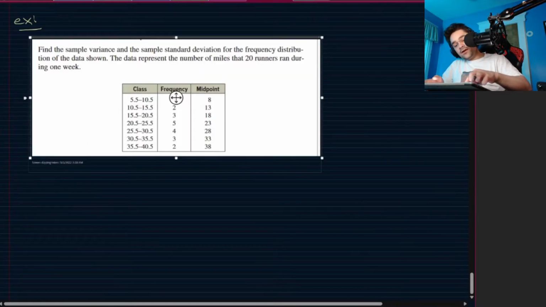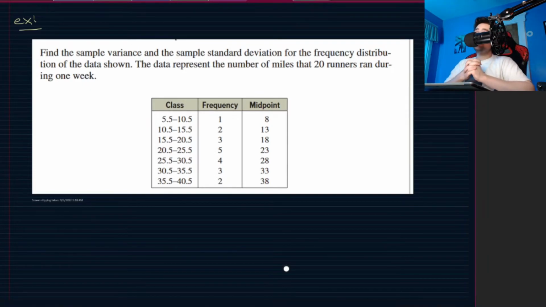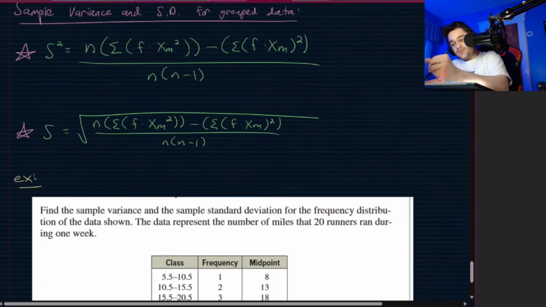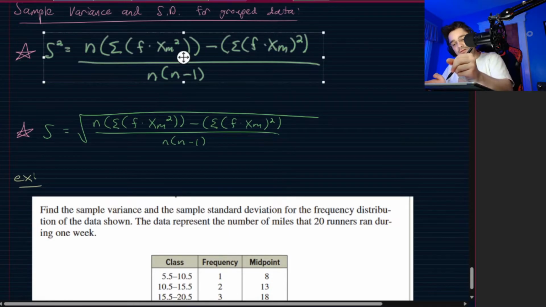Okay, so I've got here an example of such a question. It says, find the sample variance and the sample standard deviation for the frequency distribution of the data shown. The data represent the number of miles that 20 runners ran during 1 week. And they're also kind enough to provide us the midpoint here as well, it seems. Okay, so again, let me just copy these formulas here. Let me do s squared, I guess, that one. That's the one I really want.